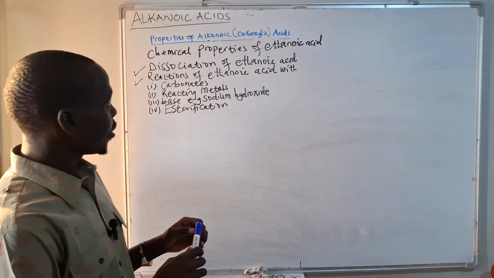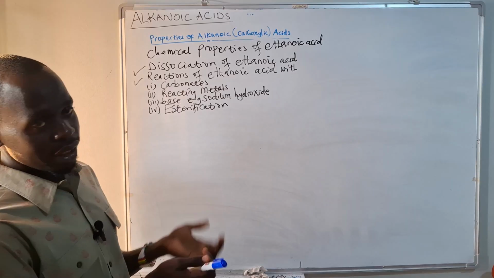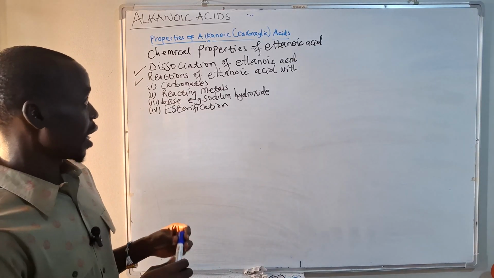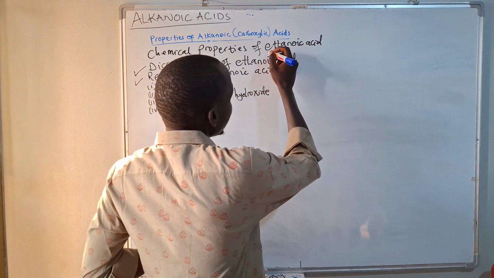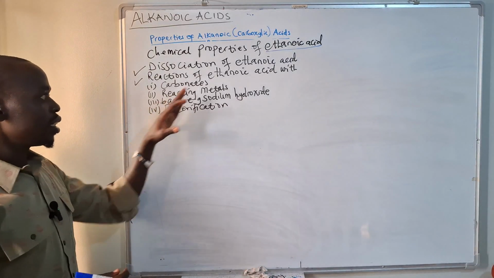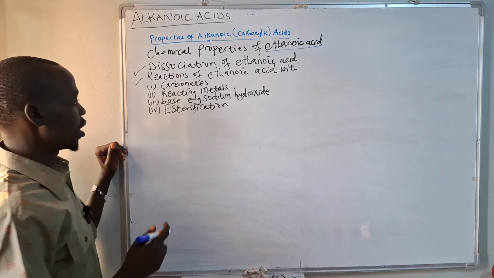Now let's look at the chemical properties of ethanoic acid. So we are now narrowing it down to the lowest members, but we are not neglecting ethanoic acid. So let's look at ethanoic acid, its chemical properties. We are saying this ethanoic acid can dissociate partially in water.